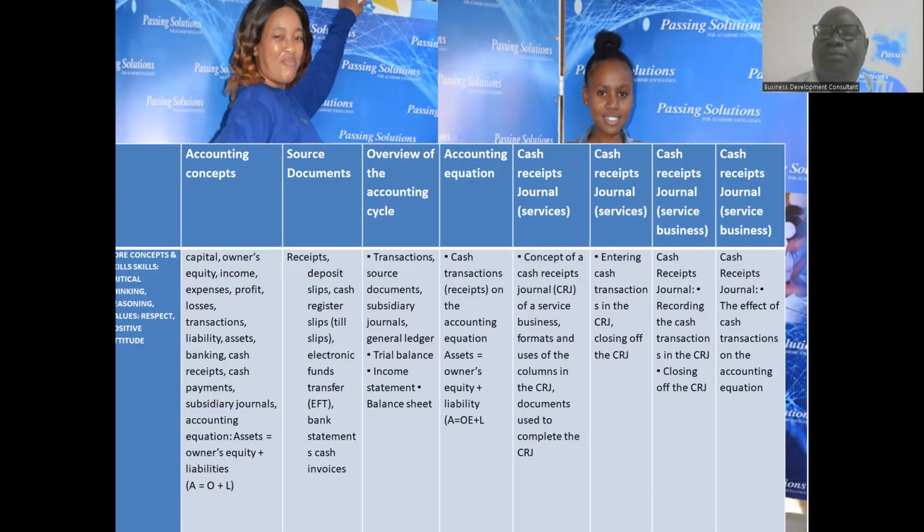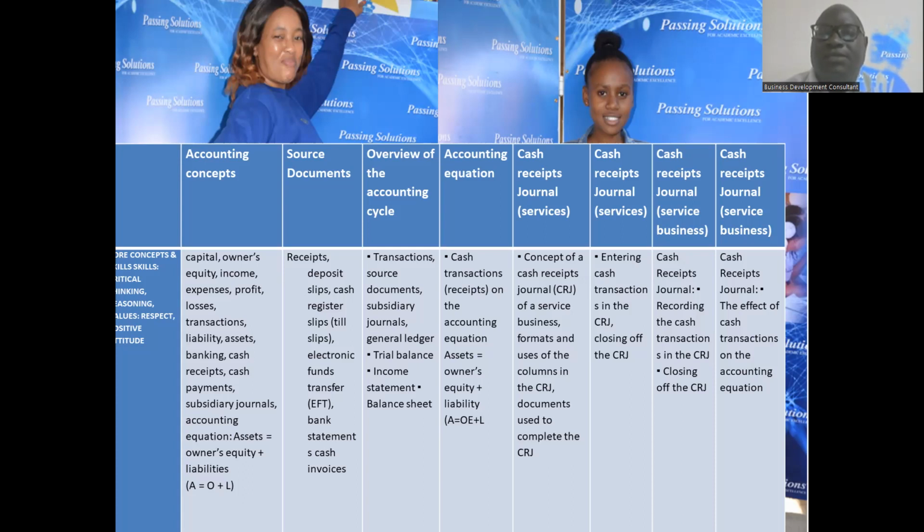Wonderful. Then we can never overemphasize the issue of the accounting equation at this foundation stage. What are we talking about now? Yes, like we highlighted in the concepts, cash transactions being the receipts on the accounting equation. Assets is equal to the owner's equity plus the liabilities. So we need to really grasp this equation and ensure that it is always maintained whenever there is a change by any transaction.